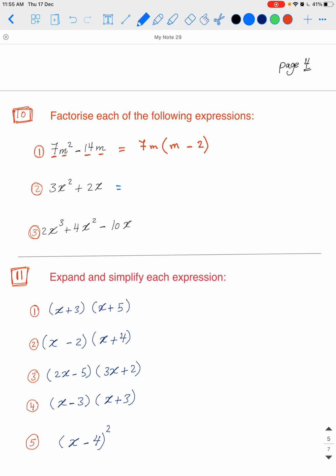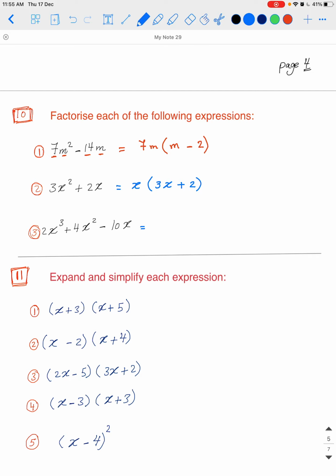Next one. 3 and 2, no common factor. X squared and x, common factor is x. Open bracket. 3 divided by x, it's 3. X power 2 divided by x, that's x. Plus 2x divided by x, that's 2. Okay. Next one.